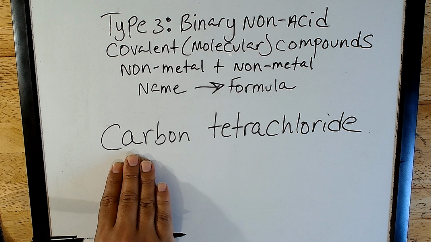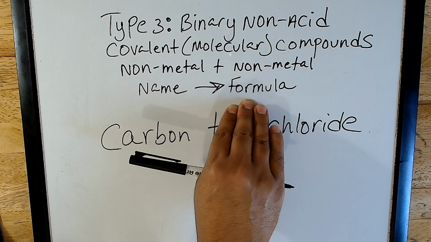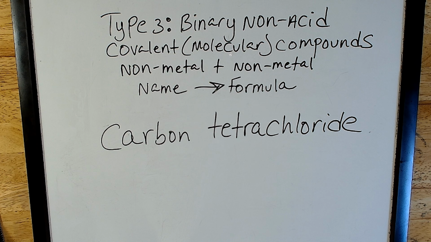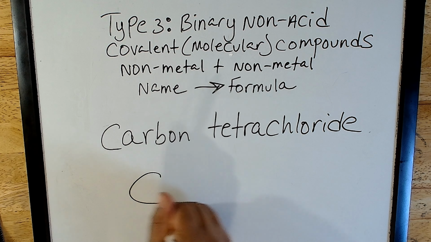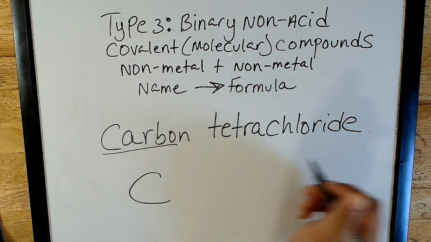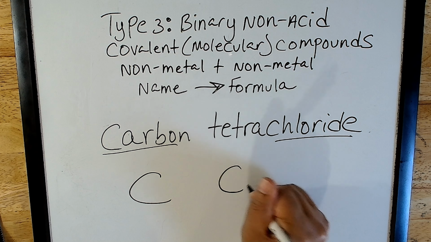So I have this chemical name, carbon tetrachloride, and I need to find its chemical formula. The first step is to identify the elements and write the chemical symbols. I see carbon, so I'm going to write a C. And I see the word chloride, and the word chloride comes from the element chlorine, so I'm going to write Cl.